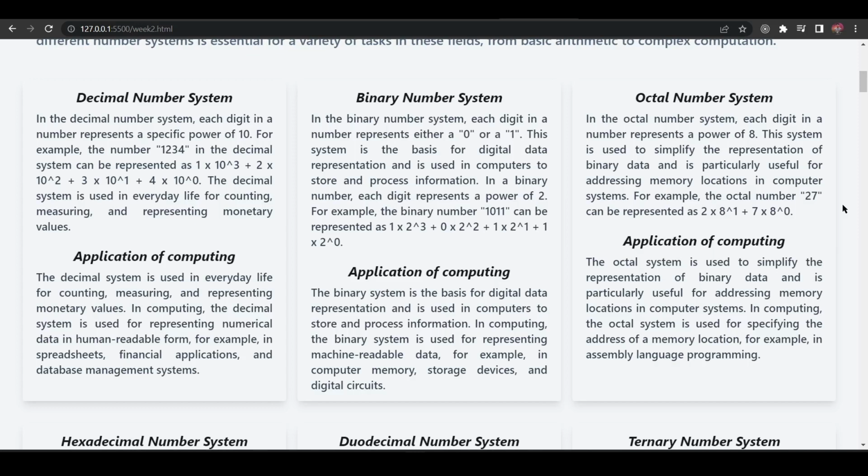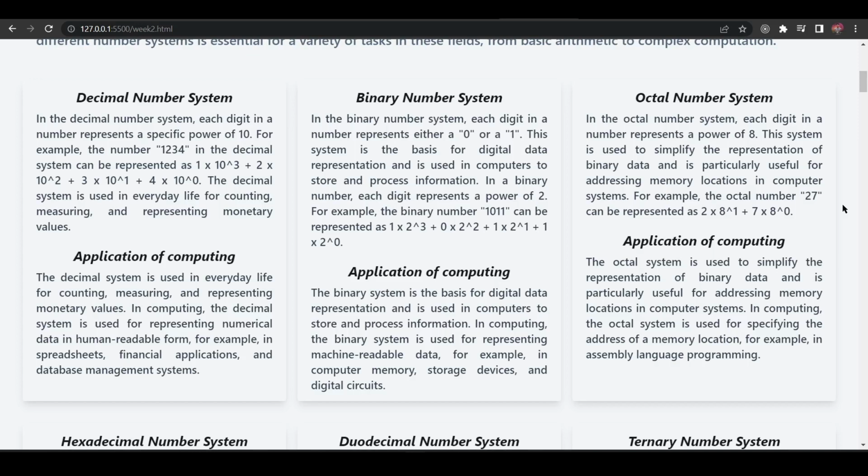So the application of the decimal number system is everyday life, for counting, measuring, and representing, just like I said a while ago. It is also used in computing, for representing numerical data in human readable form. For example, spreadsheets, financial applications, and database management systems.